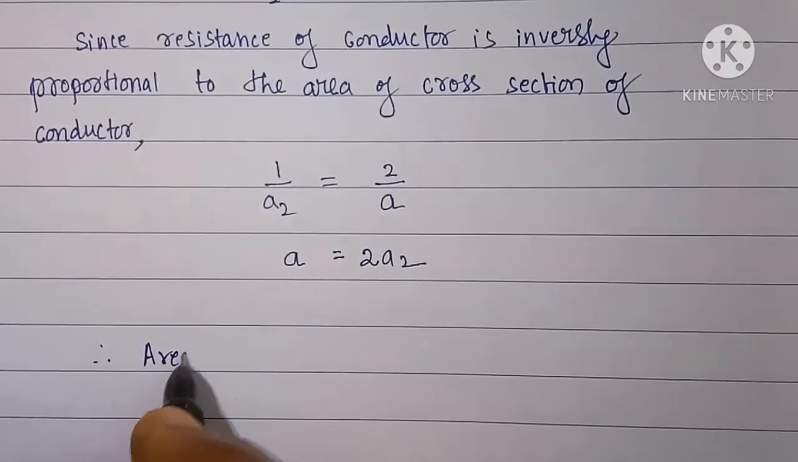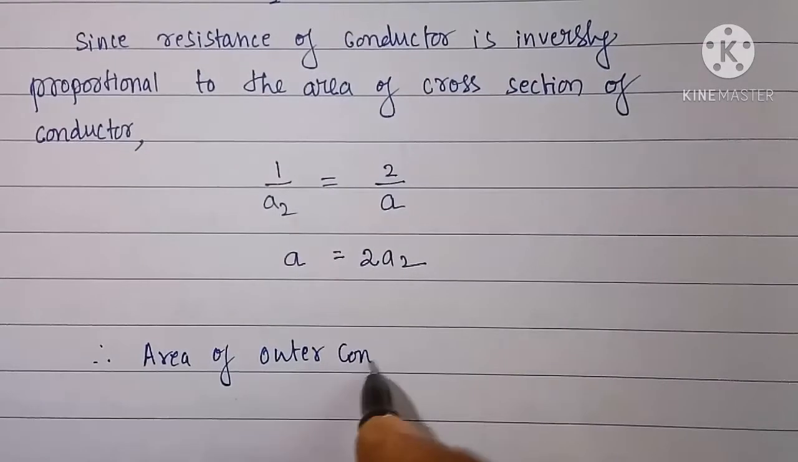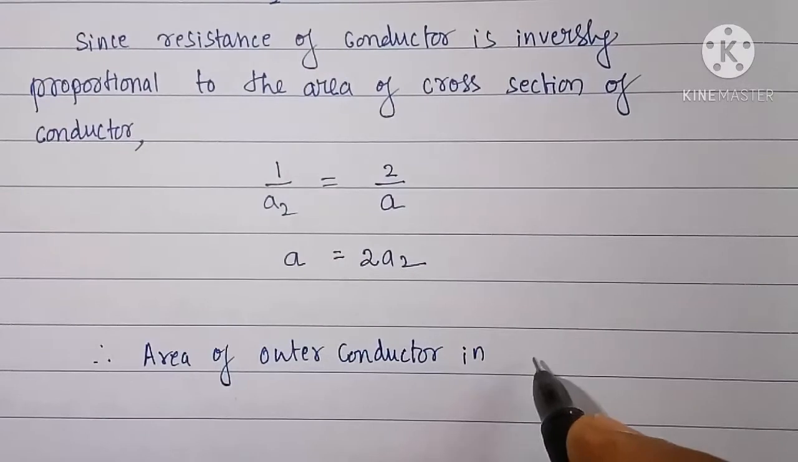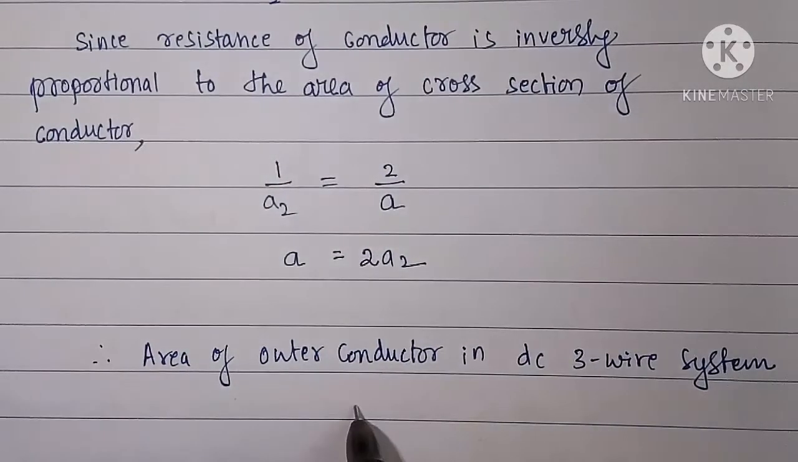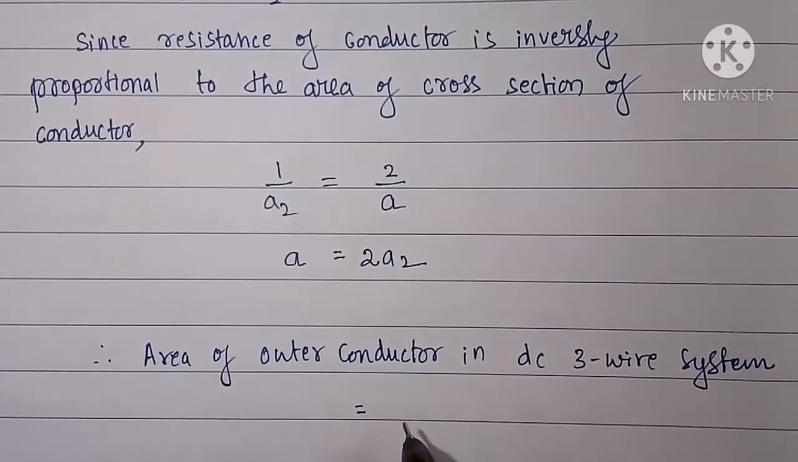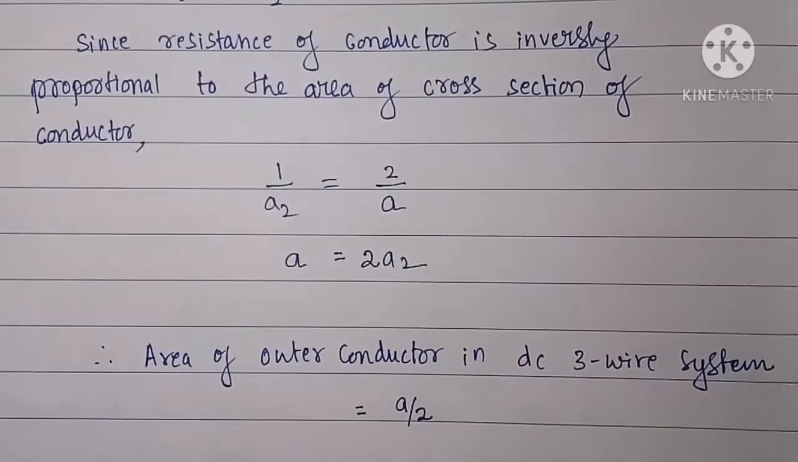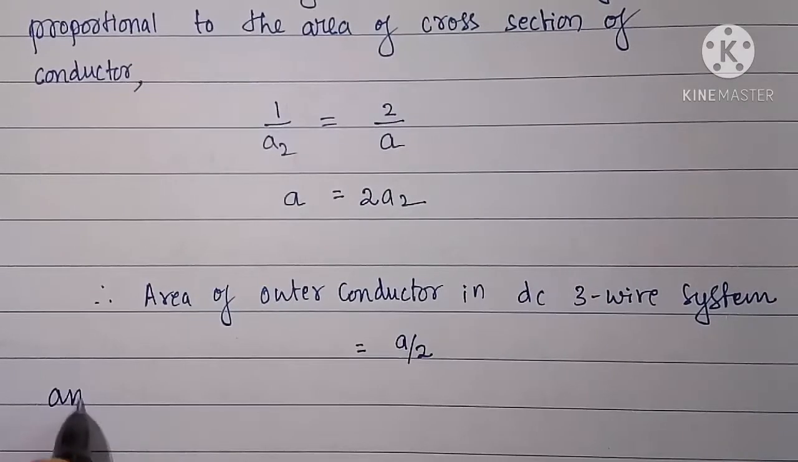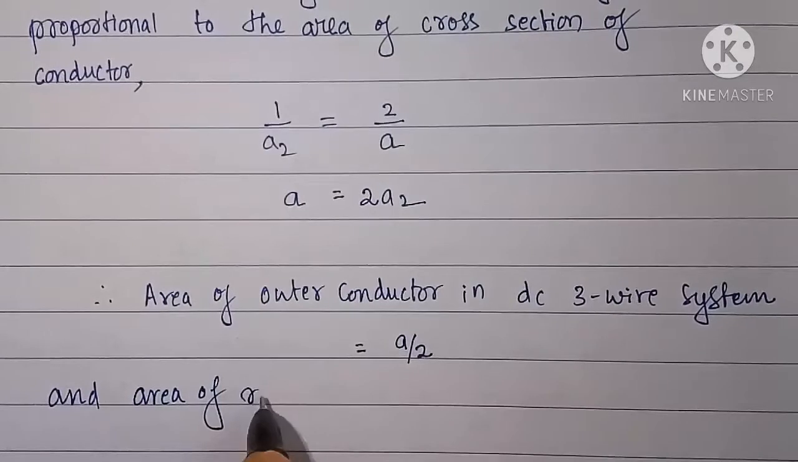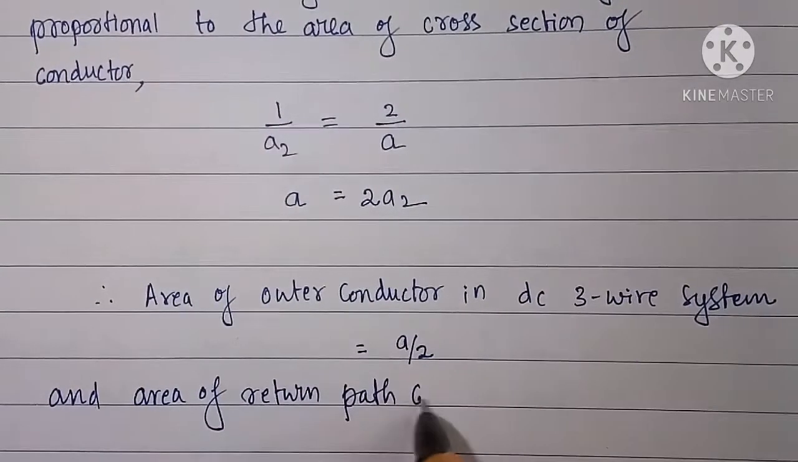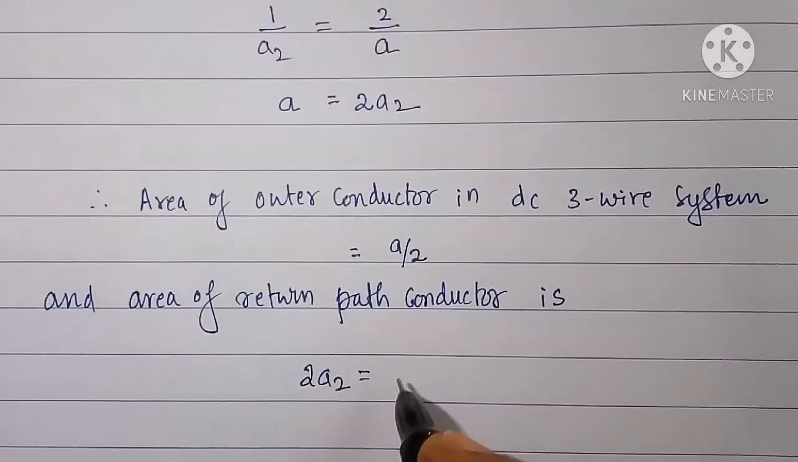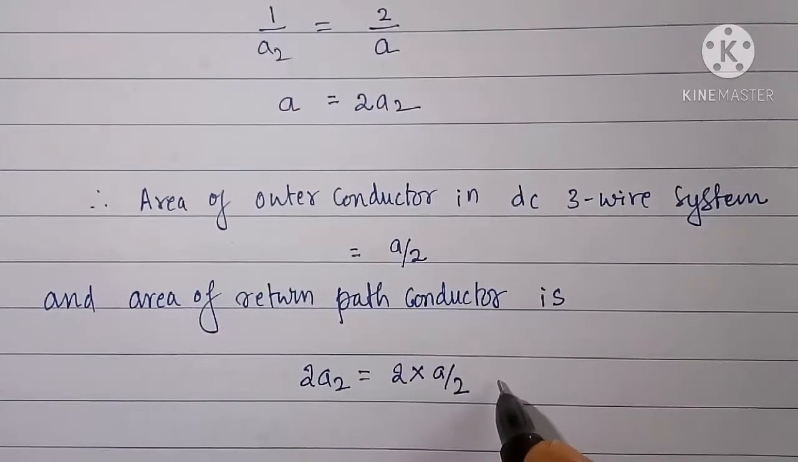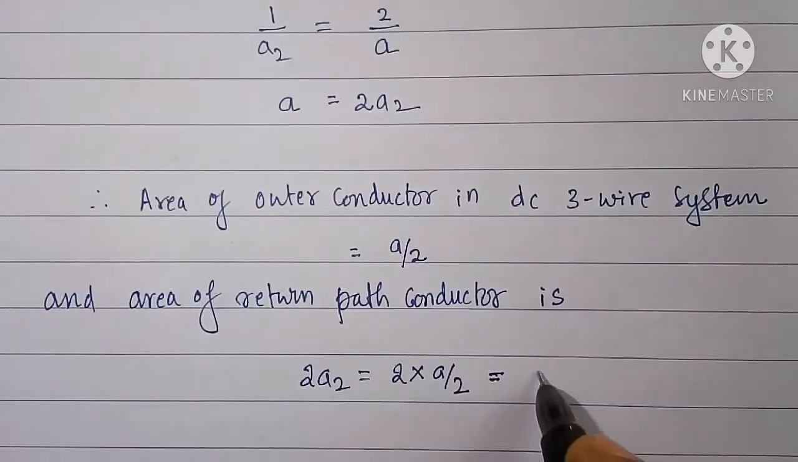Therefore, area of outer conductor in DC 3-wire system is equal to A by 2, and area of return path conductor is 2 times A2, that is equal to 2 into A by 2, that is A.